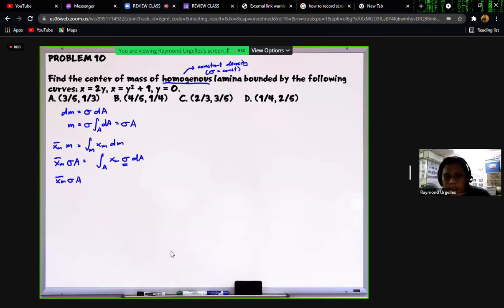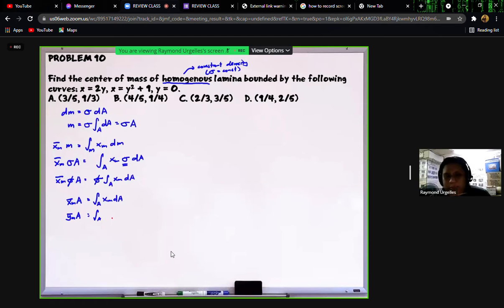But since our sigma is constant, we can factor that out. So we can write this as sigma times the integral of x sub m dA over the entire area. So that will cancel. Right? So what do we notice here? Our equation looks just like the equation for the centroid. Okay? Got it? So that is the result.